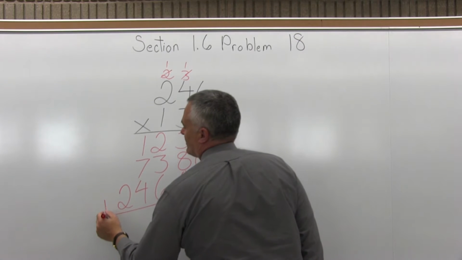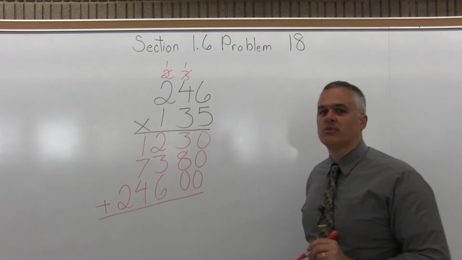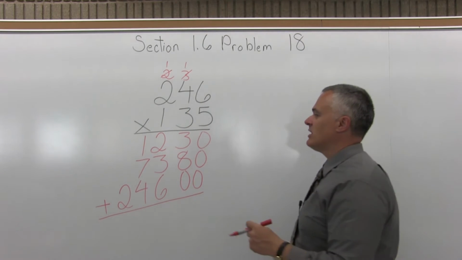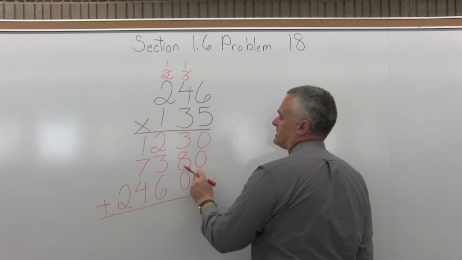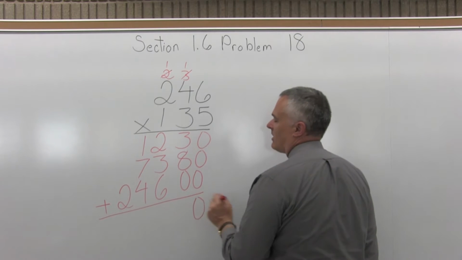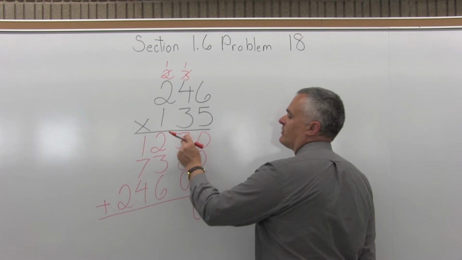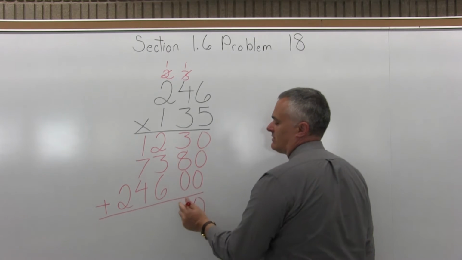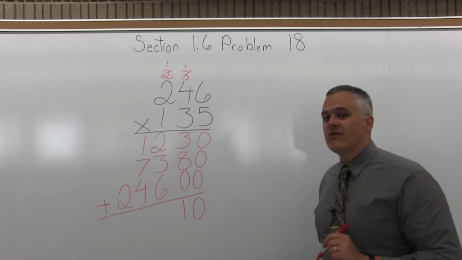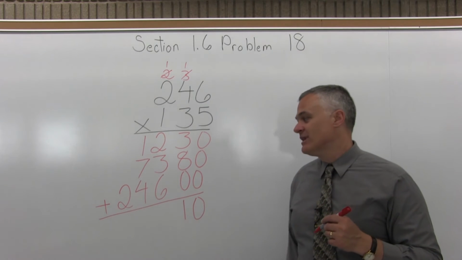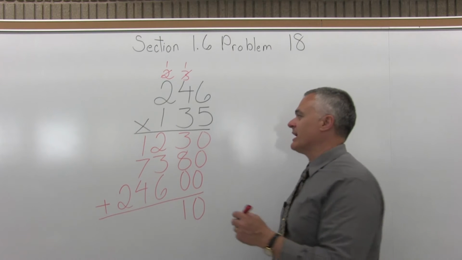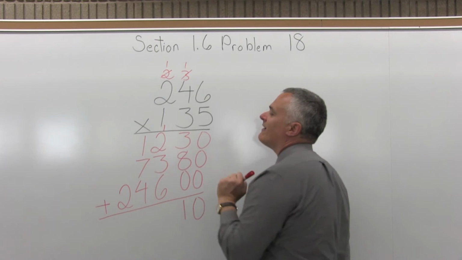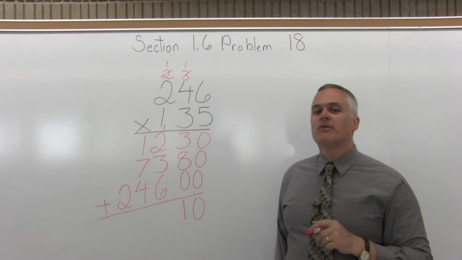Now I can add the rows of numbers that I got from my multiplications. I'll start in the rightmost column, and I add 0 plus 0 plus 0. That's 0. The next column over to the left, 3 plus 8 plus 0. Well, 3 plus 8 is 11. 11 plus 0 is 11. Now, for the 11, I put the 1 from the right half of the 11 under the column where I'm working, and I carry the 1 from the left half of the 11 to the top of the next column.